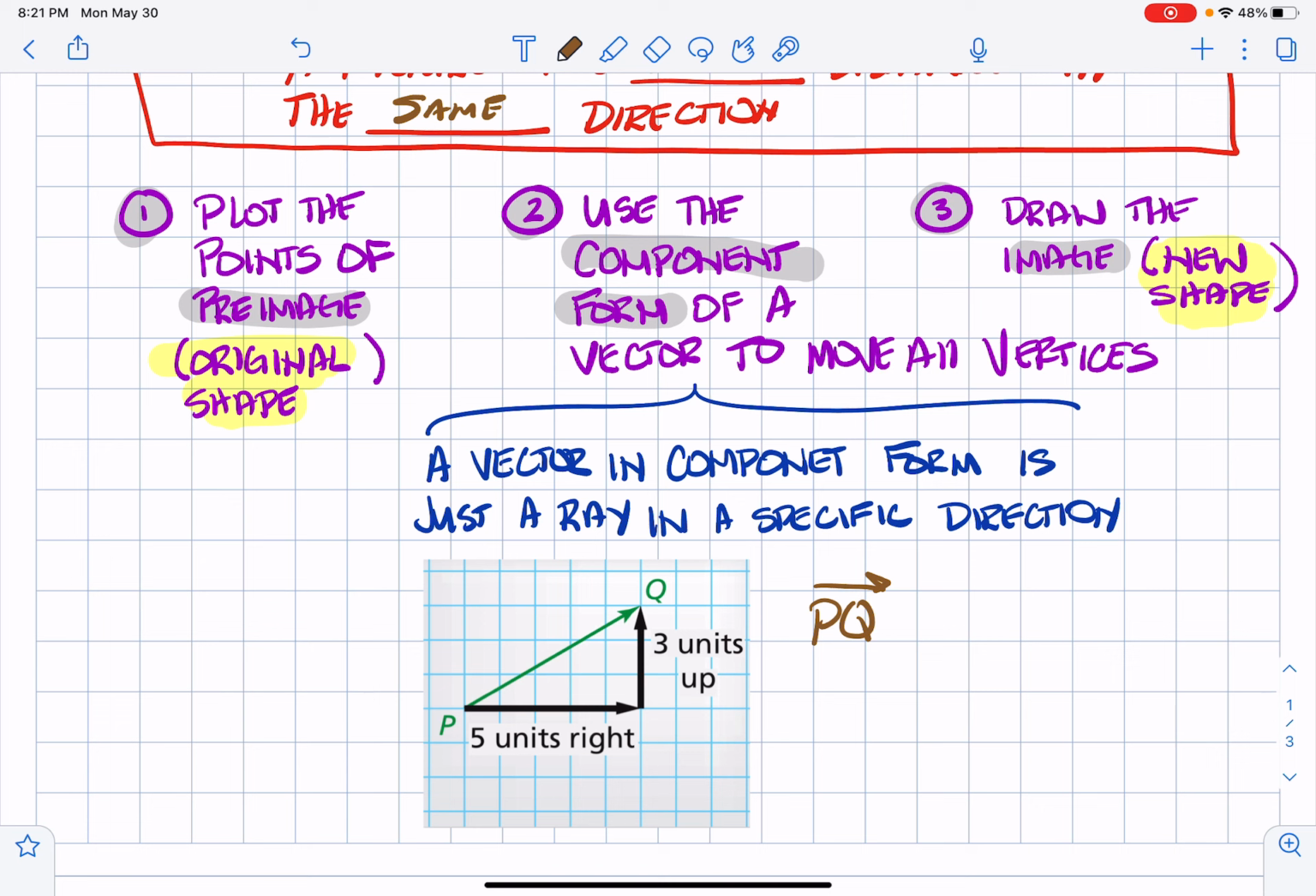Now, a vector has an initial spot, and it has a terminal spot. So the first one is your initial spot, your initial point, I should say. And where it ends on the little arrow, that's your terminal point.